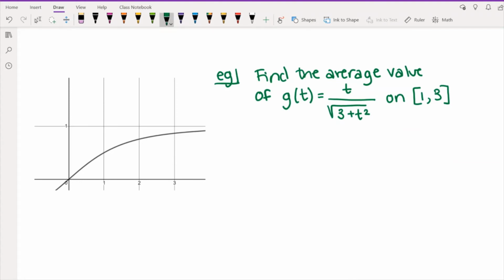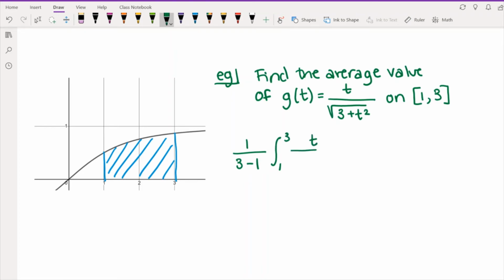So how do we find the average value? Well, we're going to say 1 over 3 minus 1. So that's the part where we're dividing by the width. And maybe let me just go in here and emphasize the part. This is really the part of the graph we're looking at here. So we have 1 over 3 minus 1 times the integral from 1 to 3 of t over the square root of 3 plus t squared dt.